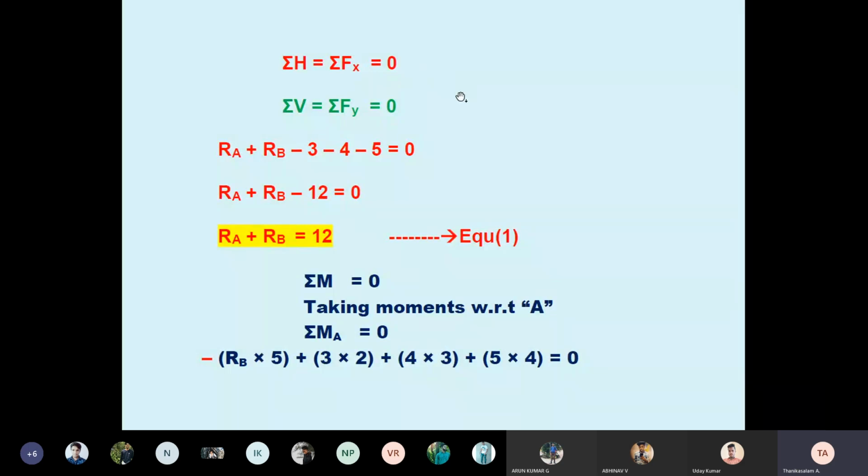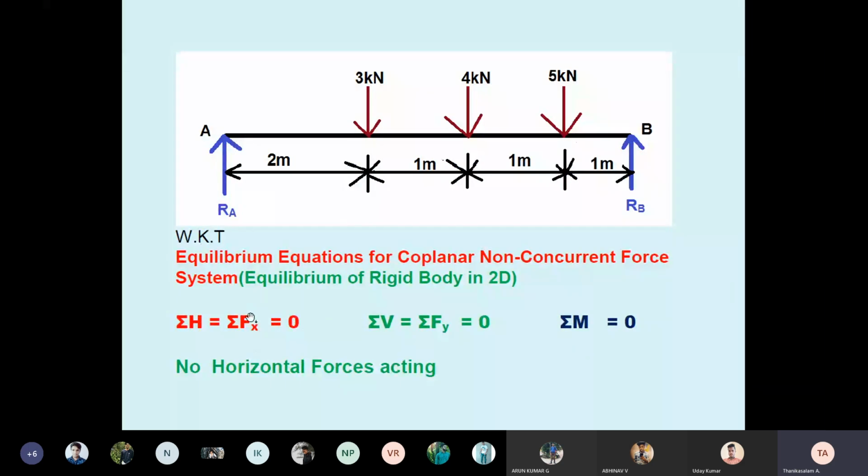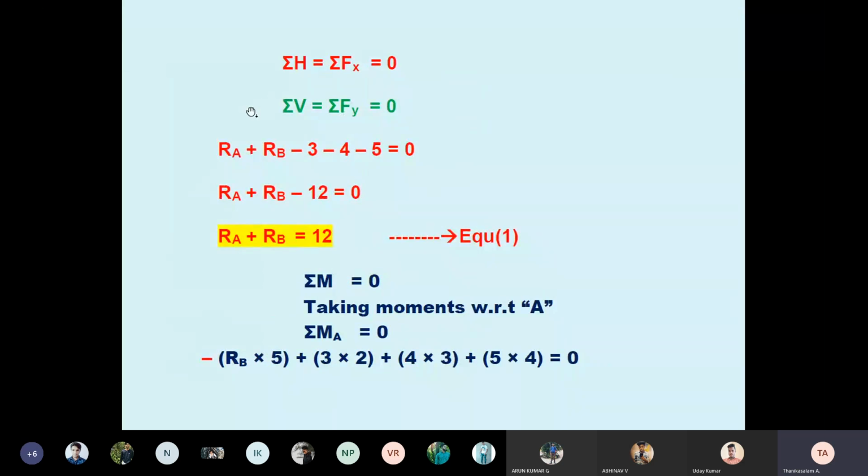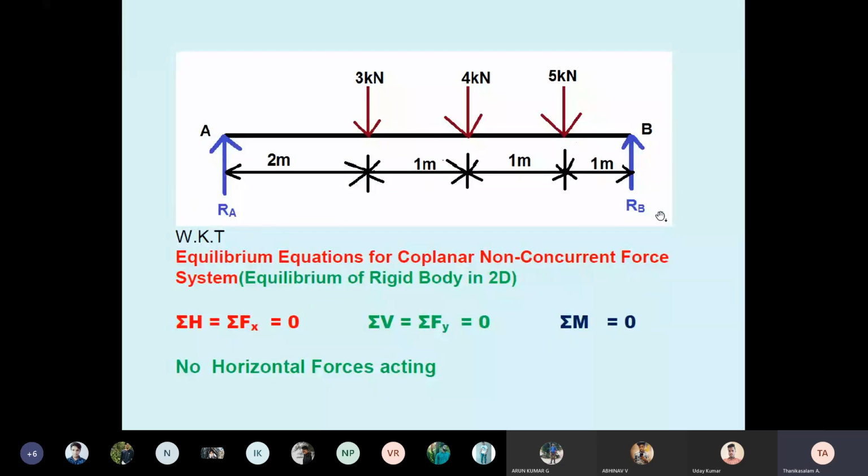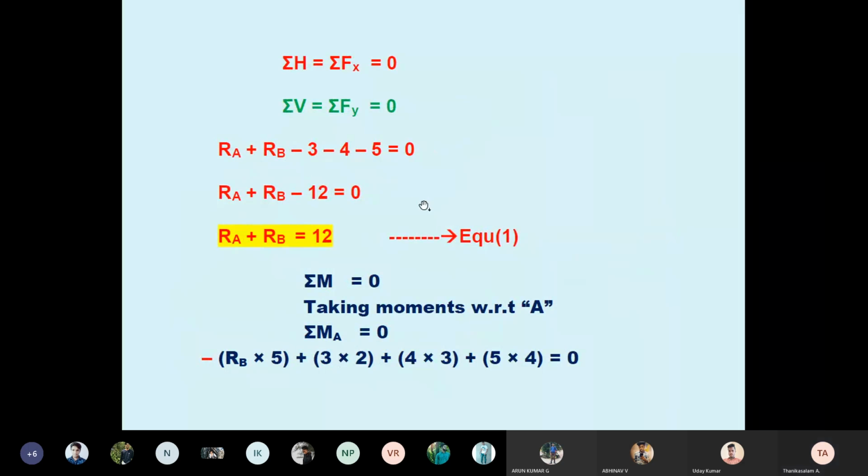Now you go step by step. First you have to use the first equation. No horizontal force, so leave it. Come to the second equation: summation of V equal to 0. Summation of V means any force in the positive y direction plus, any vertical downward force minus. See here, RA goes upward, the positive y direction. RB also goes in the plus y direction. Therefore, RA plus RB.